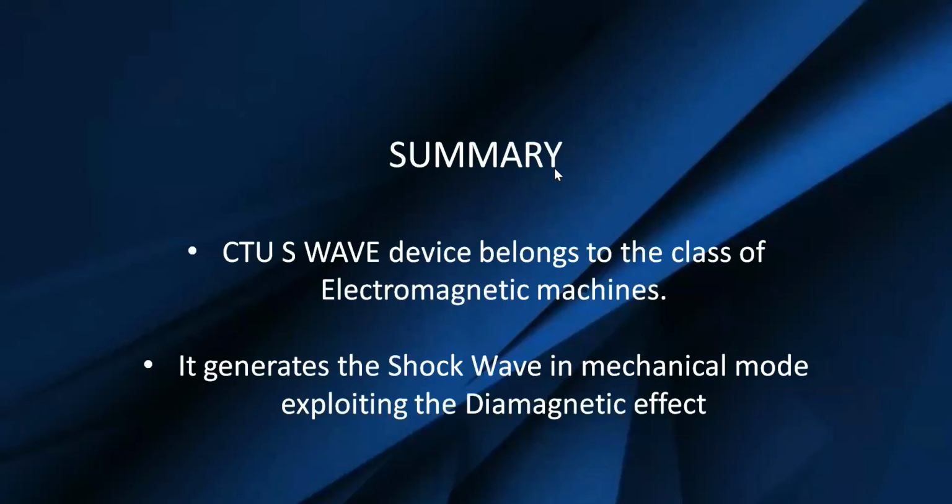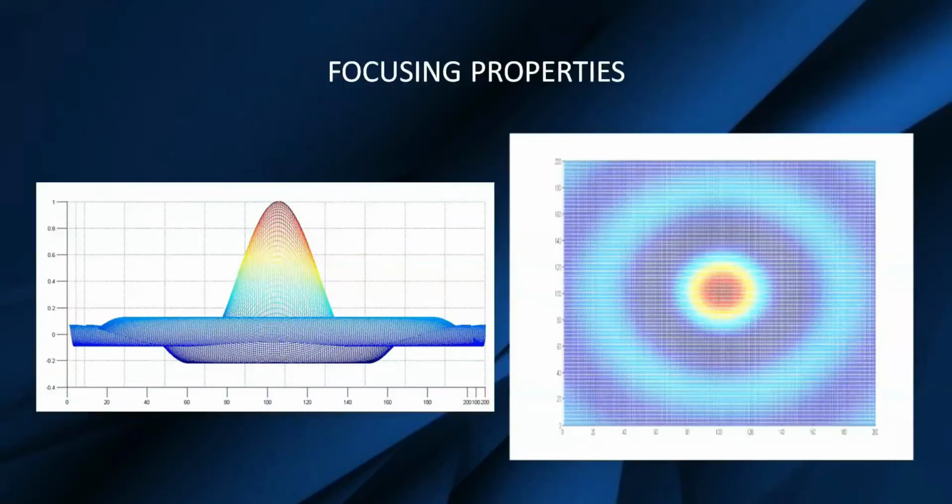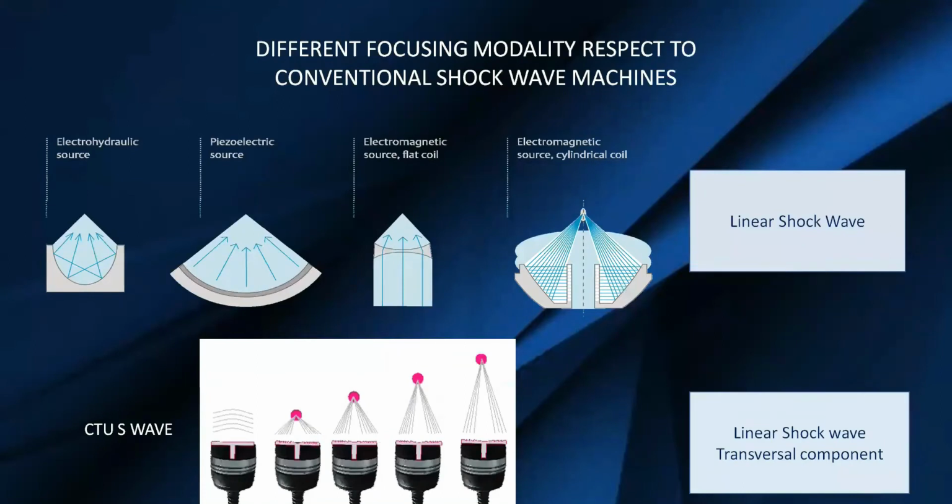In summary, concerning the first aspect of this machine, the generation of the shock waves, we can say that CTU shock waves belongs to the class of electromagnetic machines. And this form of energy is different in terms of the effects on the lens that generates the shock waves, due to the diamagnetic properties of the lens. With the lens, we can focus the impulse of the high-intensity magnetic fields.